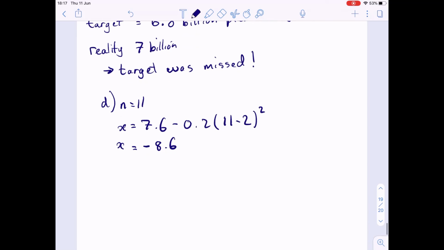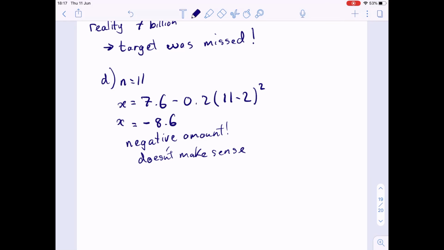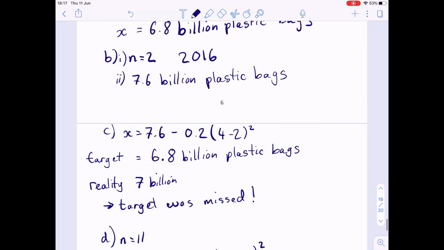Okay, so this is a negative amount. It doesn't make sense. You can't target using a negative amount of plastic bags.